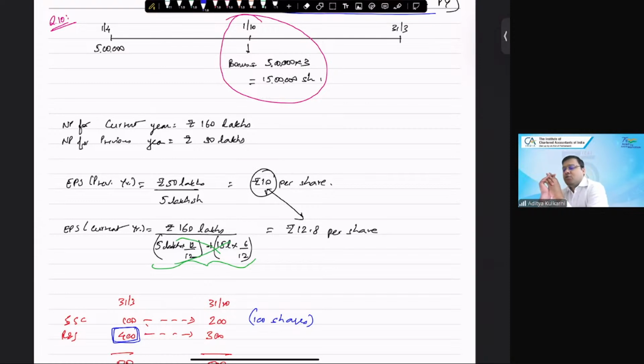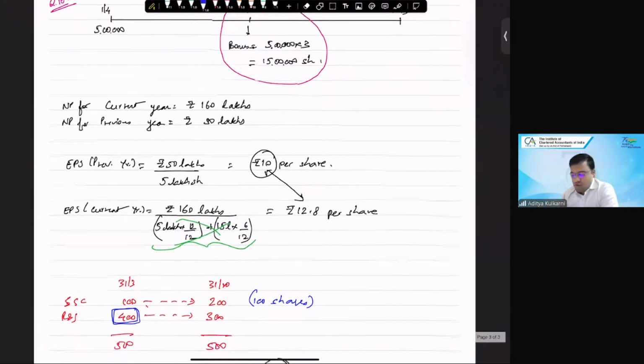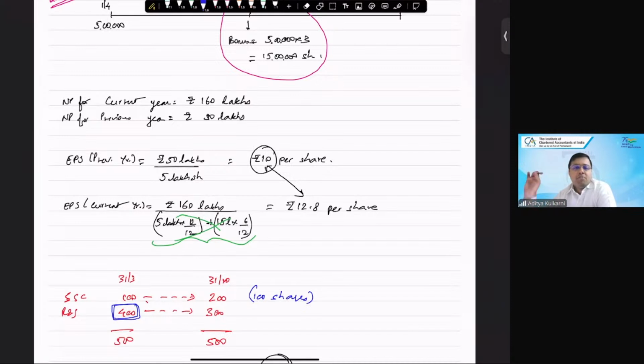Okay, let me ask you questions. Did I do a weightage for the bonus shares based on time? No, sir. So there is no weightage for bonus shares based on time. Why? Because it is already present. Absolutely right. So therefore, I did not give any weightage to time because the bonus shares are already present.